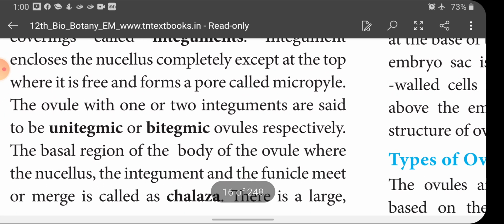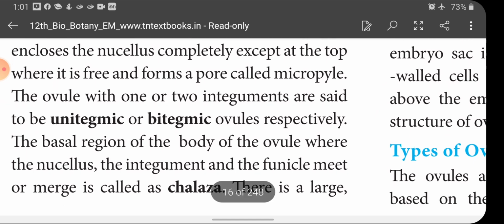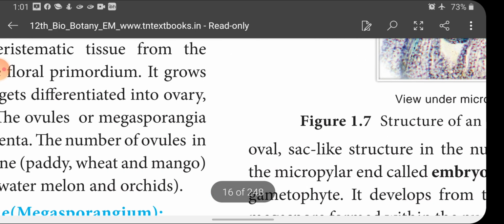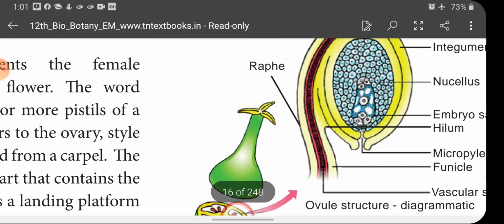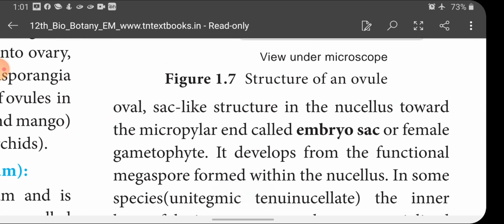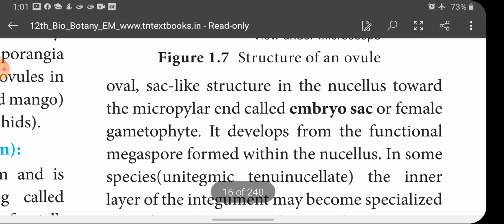Then the basal region of the body of the ovule where the nucellus, the integuments and the funicle meet or merge is called chalaza. There is an oval sac-like structure in the nucellus towards the micropylar end called embryo sac or female gametophyte. It develops from a functional megaspore formed within the nucellus.